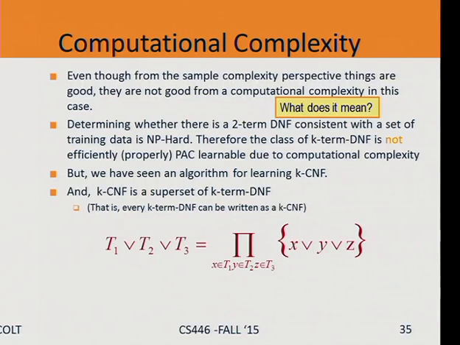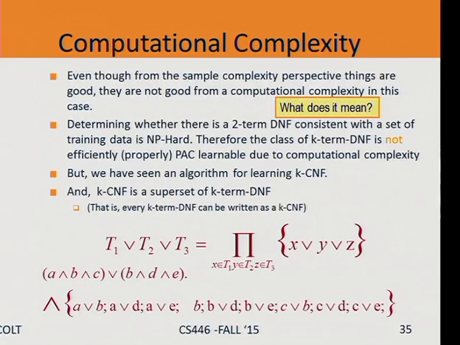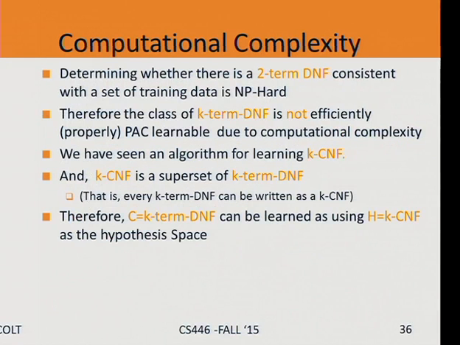And therefore, that's what I'm going to do now. You tell me that you have a sample that you've taken from a k-term DNF, and you want to learn it. I'm going to suggest: don't learn it using k-term DNF. Instead, learn it using KCNF. There is a function in the KCNF space that is consistent with this data, and we already showed last time that we can find it efficiently. So this is just an illustration of what we said here.